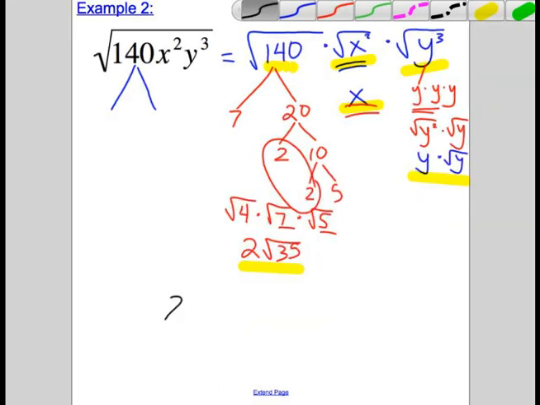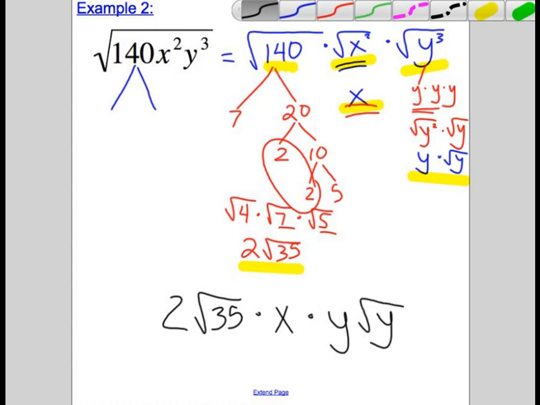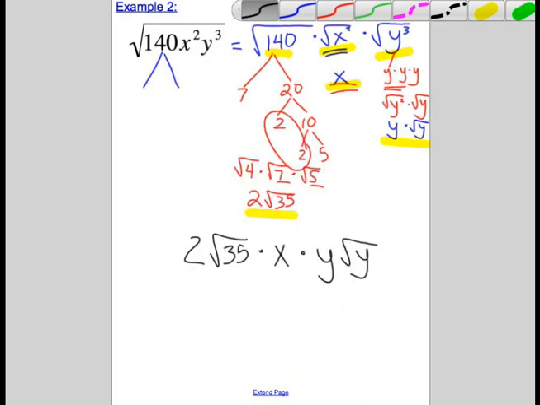So we're going to have 2 square roots of 35 times x times y square root of y. Again, we want to simplify this. So again, some of this you could probably do in your head eventually. All the non-square root stuff is going to come up front, so 2xy. And all the square roots are going to go in a single square root, so it's going to be 35y on the inside. This is a simplified proper square root answer.